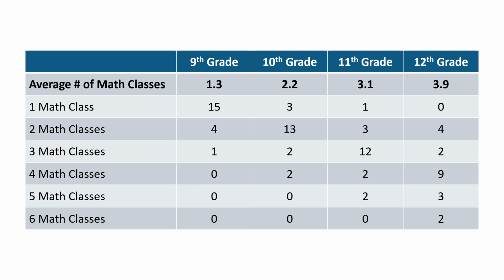And then in the 12th grade, we can see that all of our students have taken at least 2 math classes, so 4 of them have only taken 2. Another 2 students have taken 3 math classes. 9 of our students have taken 4 math classes. 3 students have taken 5 math classes, and 2 students have taken 6 math classes.